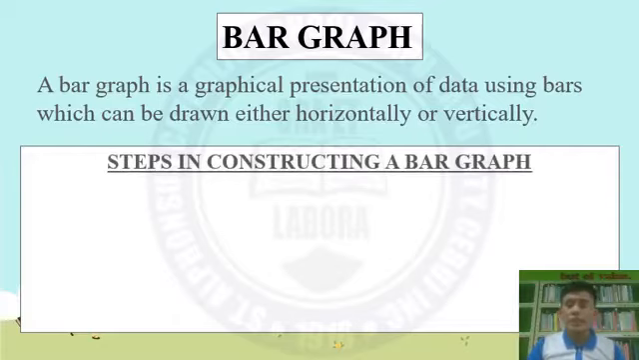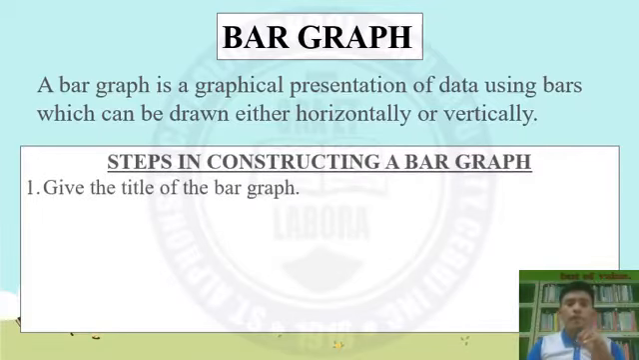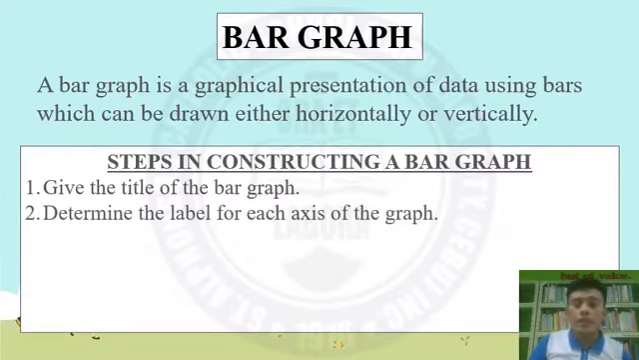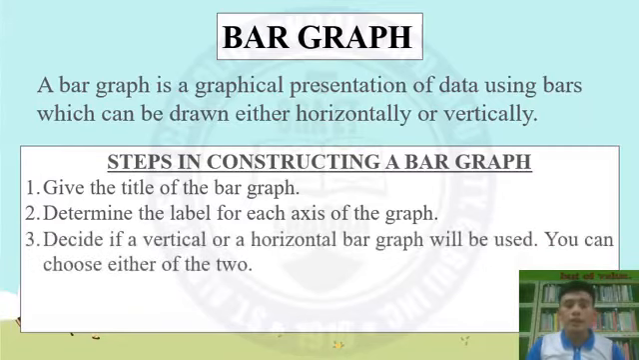Steps in constructing a bar graph. First, give the title of the bar graph. So we need to determine what is the title of our graph. Second, we need to determine the label for each axis, the x and the y axis of the graph. The third one, decide if a vertical or a horizontal bar graph will be used. It's up to you which you want to use. It's either vertical or horizontal bar graph.